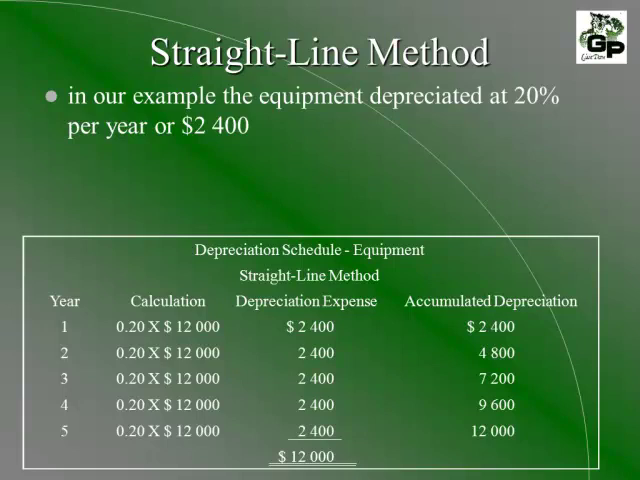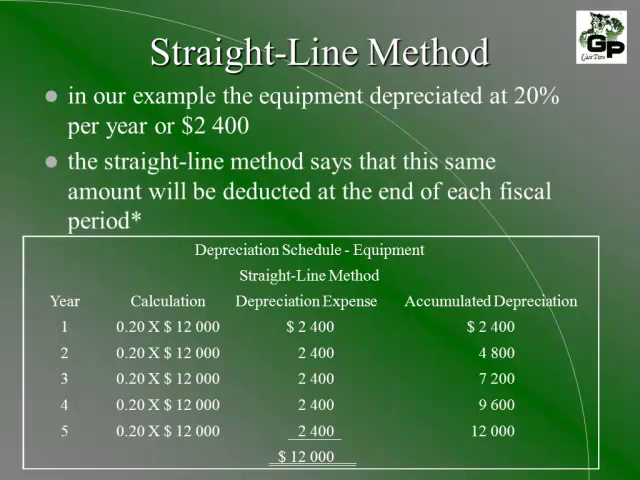The accumulated depreciation account increases by that $2,400 and becomes $4,800. This continues in year 3, 4, and 5, and you'll notice that the accumulated depreciation increases from $4,800 to $7,200 to $9,600, and finally in year 5 it's $12,000, which is the full amount of the equipment. The straight line method says that this same amount will be deducted at the end of each fiscal period.